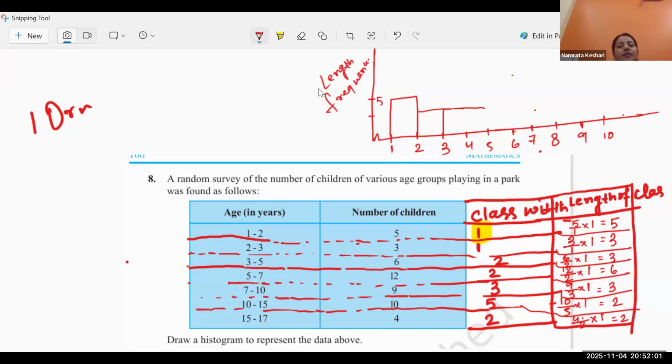For 3 to 5, is it clear to all of you? Yes, ma'am. For 5 to 7, you have to go till just 6, like this. For 7 to 10, you have to go till 9.